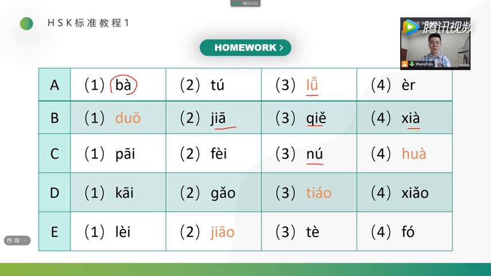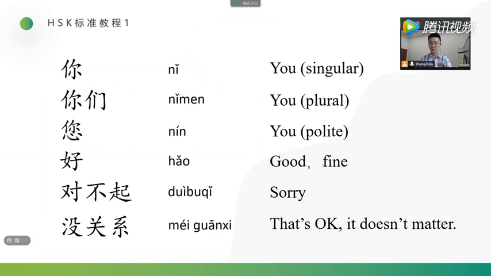Okay, you read very well. Well done. Let's go on. Do you remember these new words? Okay, now let's read them together. You can read after me, or you can read by yourself first, then listen to me.